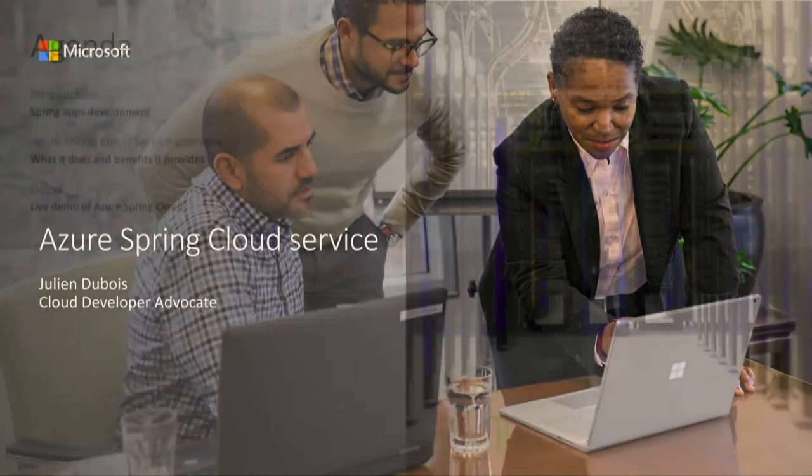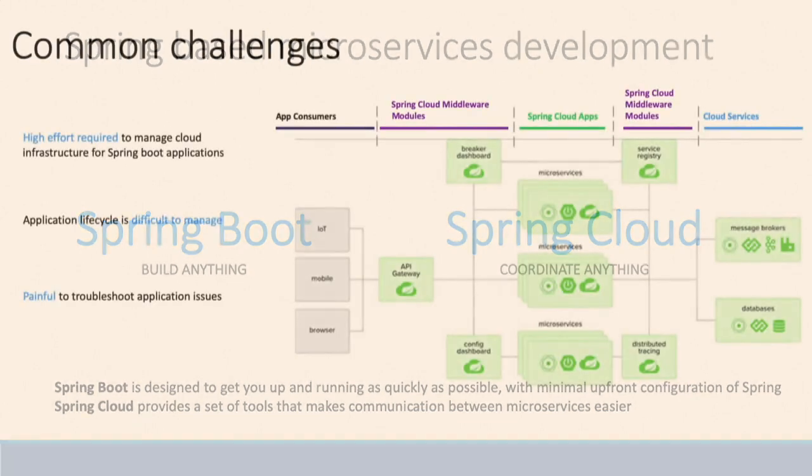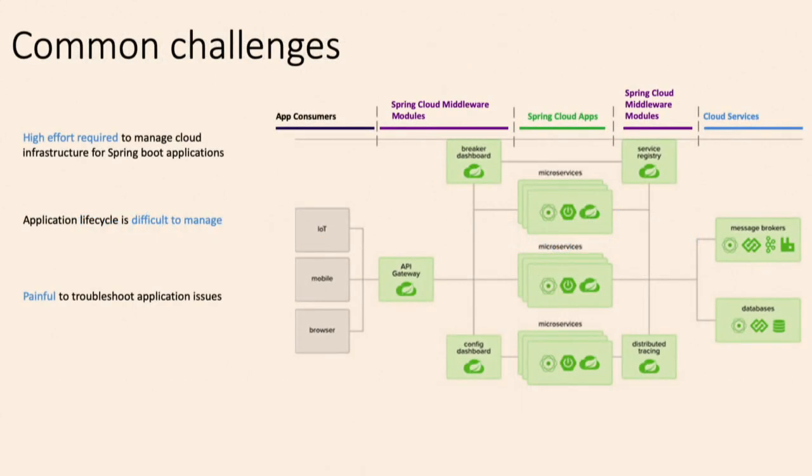So Azure Spring Cloud. What is it? Well, let's just take a little step on what we want to build. We want to use Spring Boot. That's what most Java developers use today, and Java developers are the biggest community today in the enterprise. With Spring Boot, you can build any kind of apps, including microservices. And with Spring Boot, there's also a nice project called Spring Cloud, which is made to coordinate microservices together. If you use both of them together, you've got a really nice stack to do microservices. However, this stack has a number of challenges.